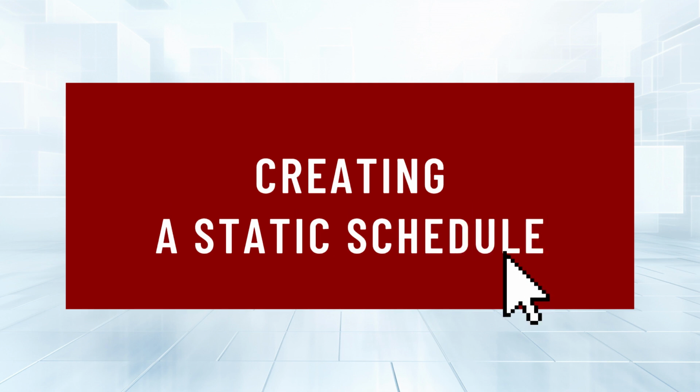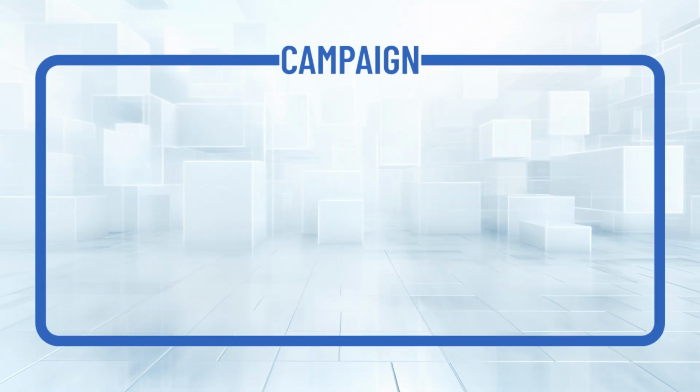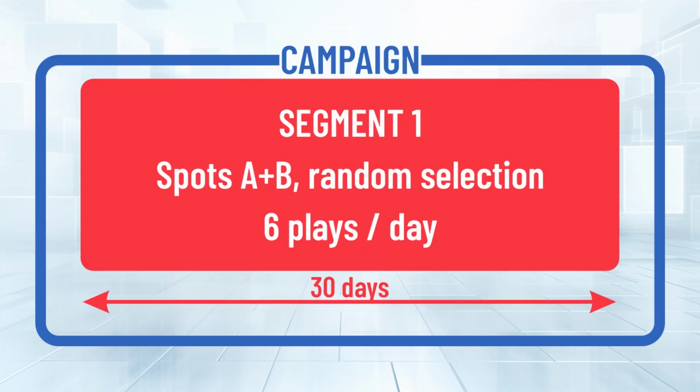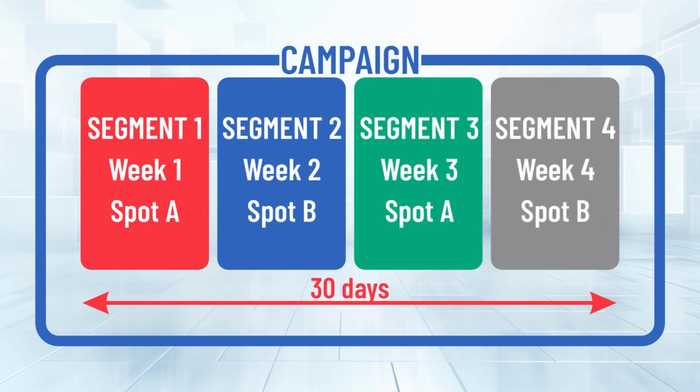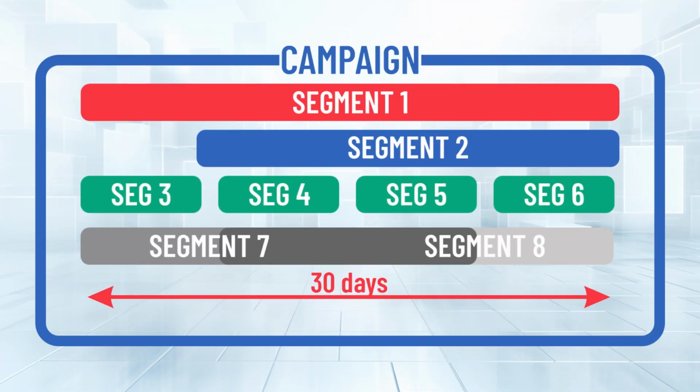For our demonstration, we'll set up 3 static schedules to showcase various scenarios. In the first example, we'll keep it straightforward, one segment covering the entire campaign, with spots rotating randomly 6 times each day. Moving on to the second example, we'll add a layer of complexity by scheduling the first spot in the morning and the second one in the afternoon. Lastly, in the third example, we'll rotate the spots on a weekly basis. Remember, in your real campaigns, you can combine these methods as needed to achieve precise scheduling tailored to your requirements. Let's get started.